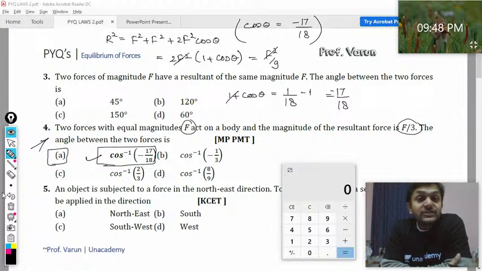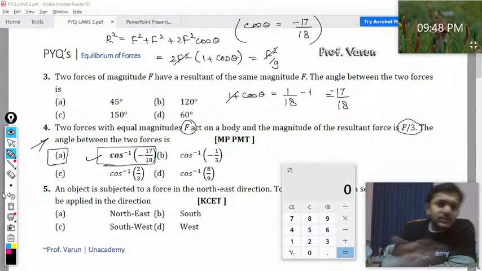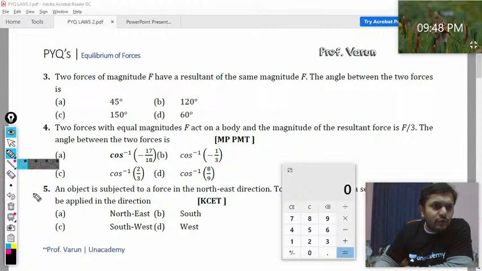Okay, cos inverse of minus 17 by 18. I hope this is very clear to you. So moving next, let us move to question number 5.